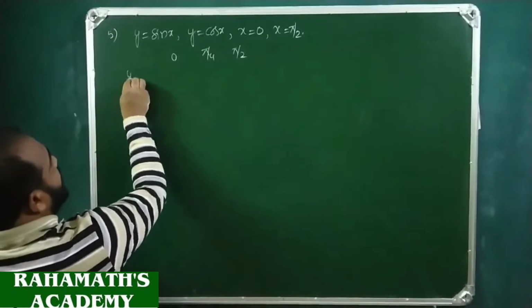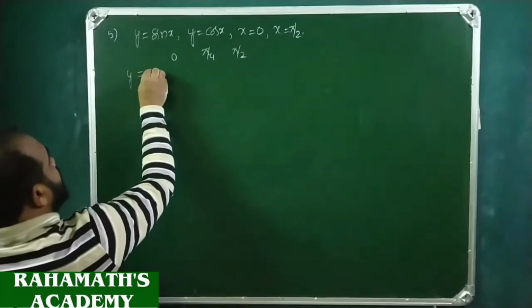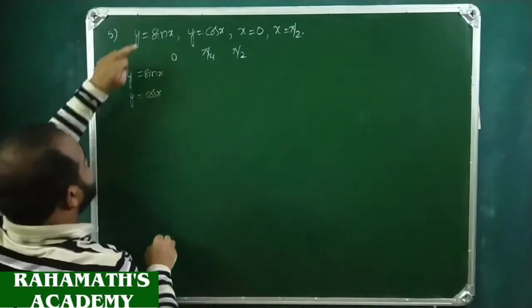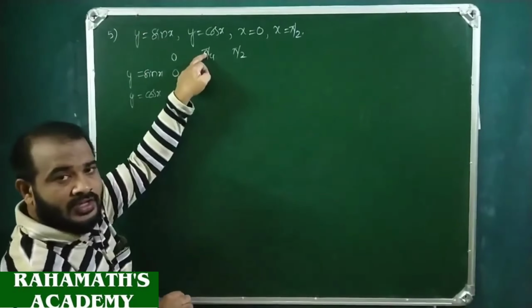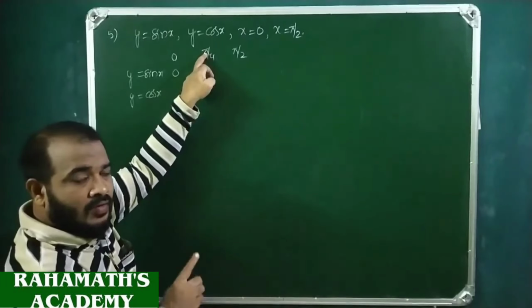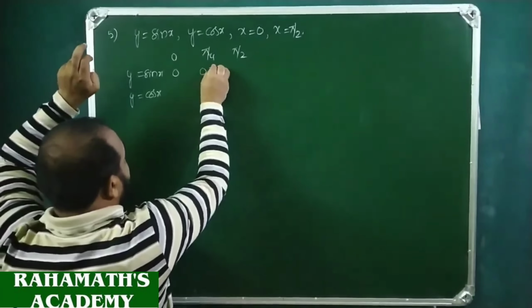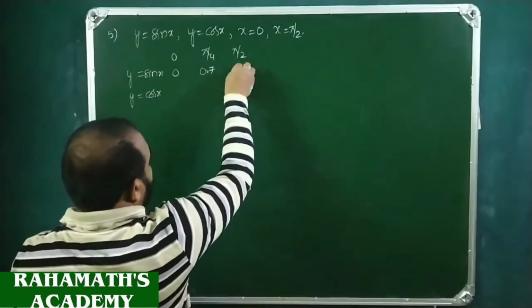So, this is y equals sin x curve. And this is y equals cos x curve. Now, sin 0 is 0. Sin pi by 4 is 1 by root 2, 1 by 1.414, approximately 0.7 we will get. Now, sin 90 value is 1.